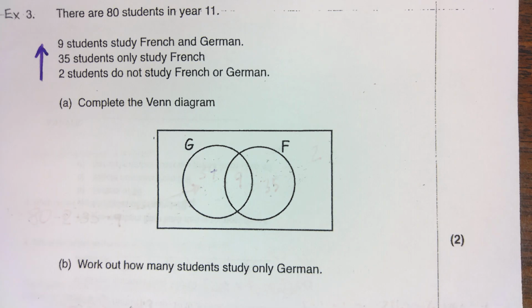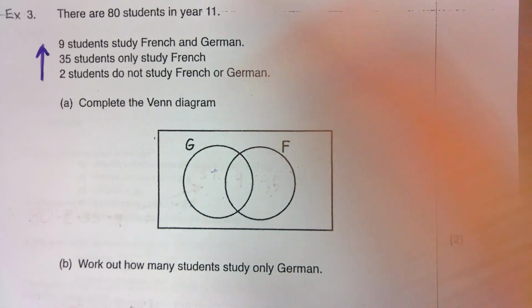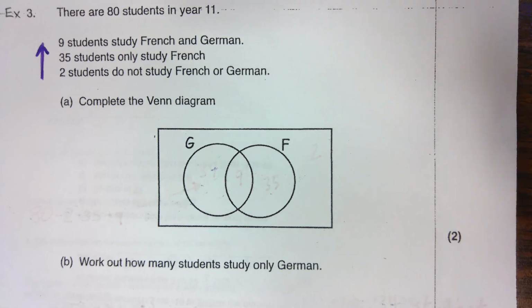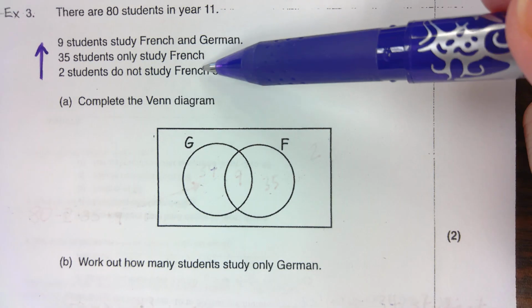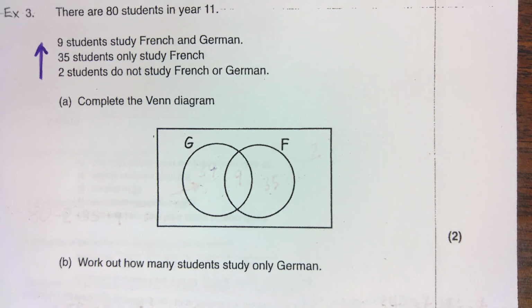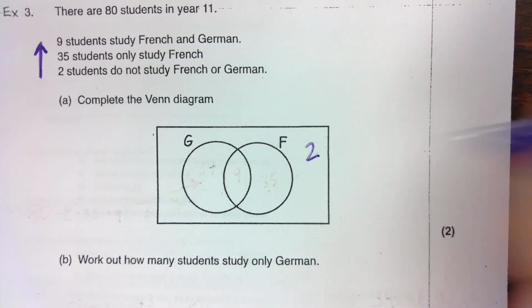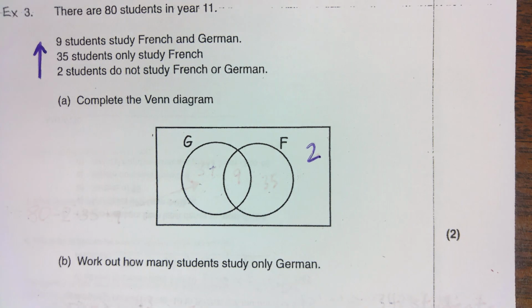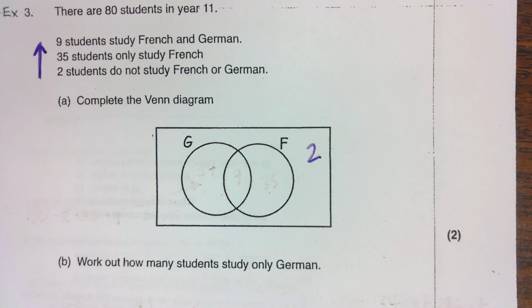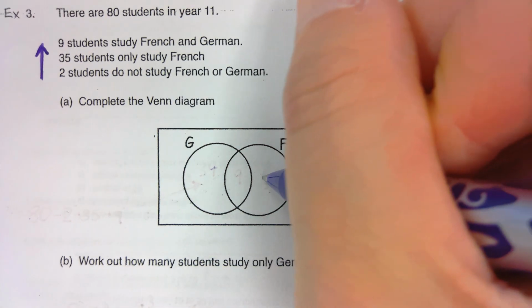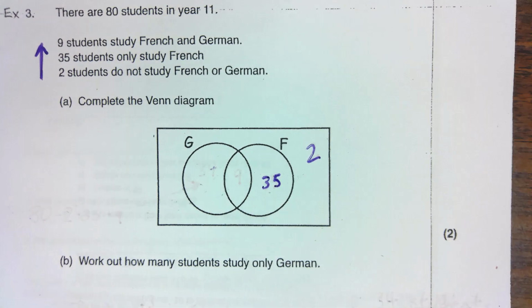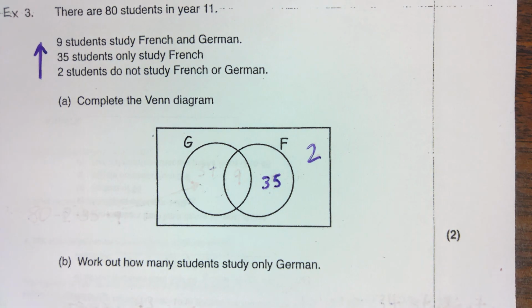All right. So there are 80 students in grade 11. 9 of them study French and German. 35 of them study French only, and then 2 don't study any of these languages. Okay. So complete the Venn diagram. So if I work backwards, 2 students don't study French or German. Where do I write the 2? Yeah, on the outside. That's right. 35 only study French. Yep, in the French section. And then 9 study both languages in the middle.